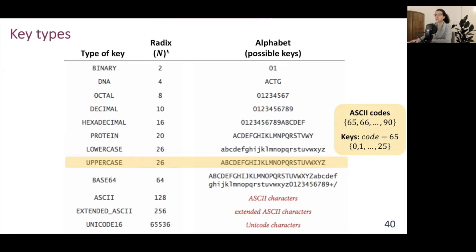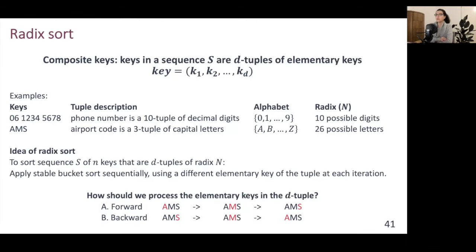Here we will also call our capital N the radix, which denotes the same as before for bucket sort, and that is the number of distinct keys we can have based on the given alphabet or range of keys that we are considering. Now for bucket sort, each element was connected to only one key, but imagine a situation where we now have composite keys, which are essentially d-tuples of elementary keys, such that each composite key will consist of a sequence of d elementary keys.